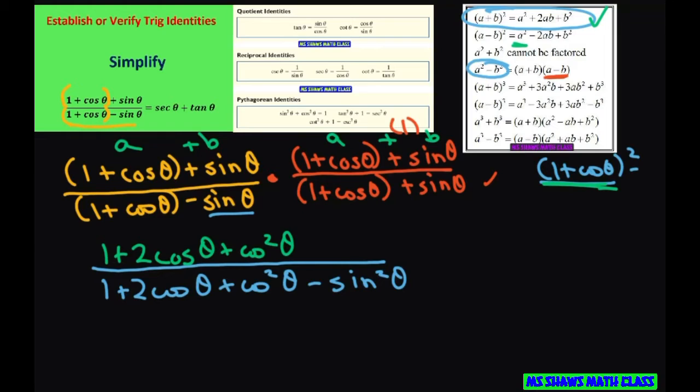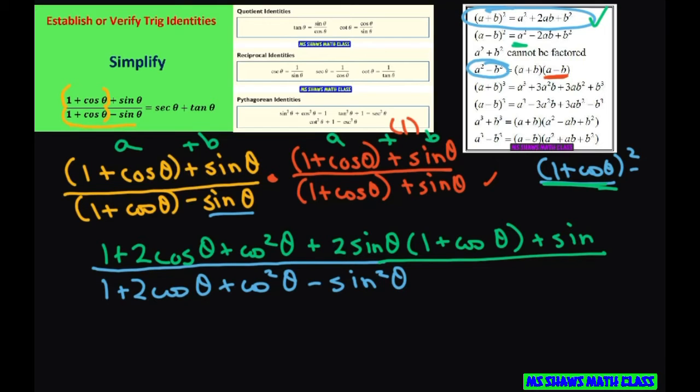Then we need plus 2ab. So that's going to be plus 2. I'll go ahead and put sine first, so I'm doing 2ba, and then 1 plus cosine of theta. And then we have to square the sine, so plus b squared, so plus sine squared.